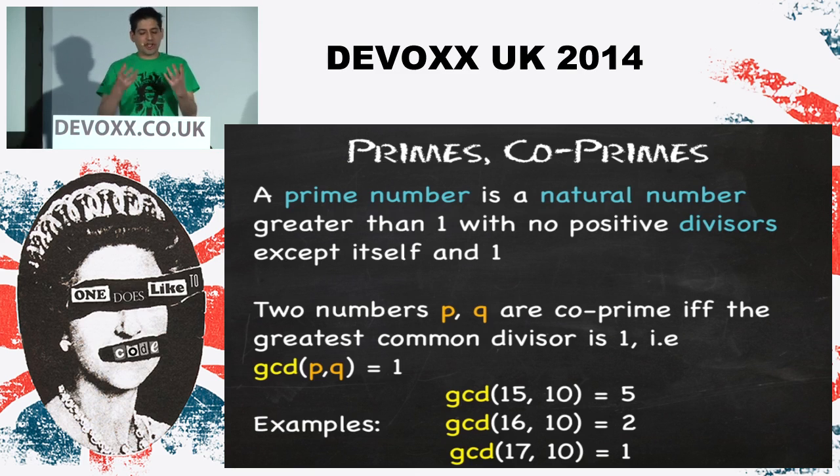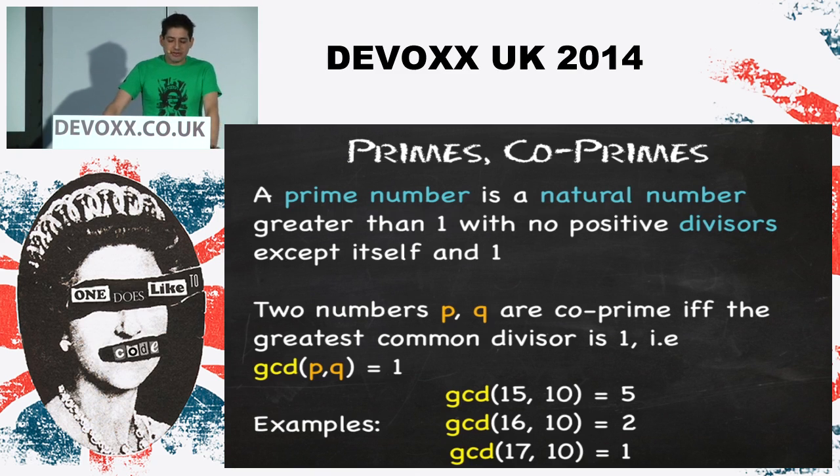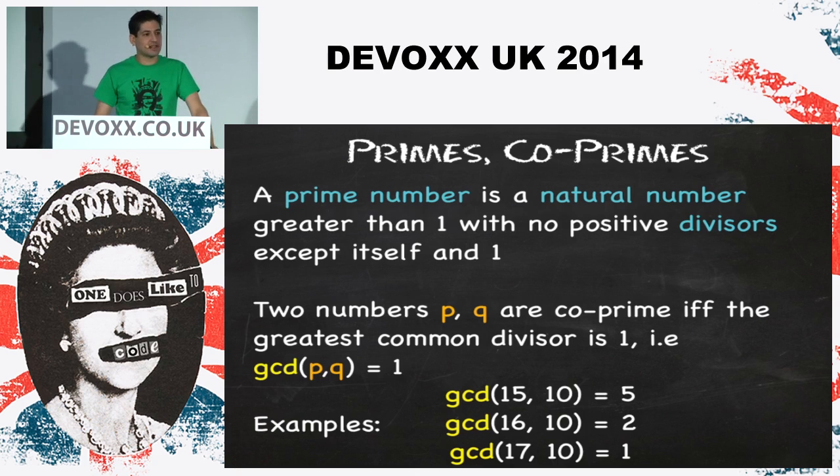And we say two numbers are co-prime if the greatest common divisor between them is 1. So the greatest common divisor between 15 and 10 is 5, because you can divide 15 by 5, you can divide 10 by 5, and so on. And as you can see at the bottom, 17 and 10 are co-prime because they don't have a number that divides them both that's bigger than 1.